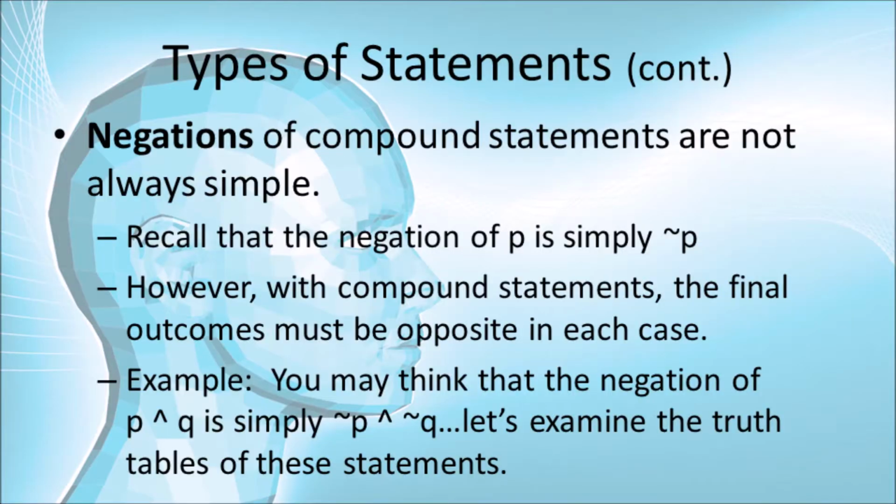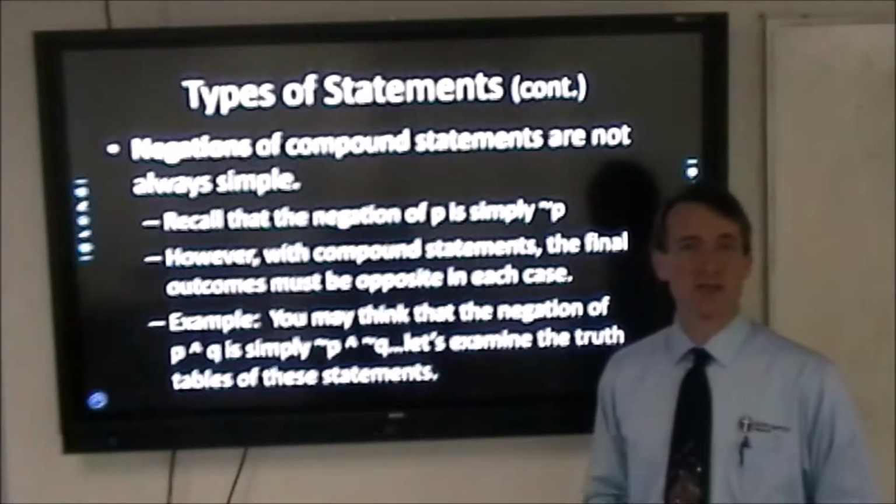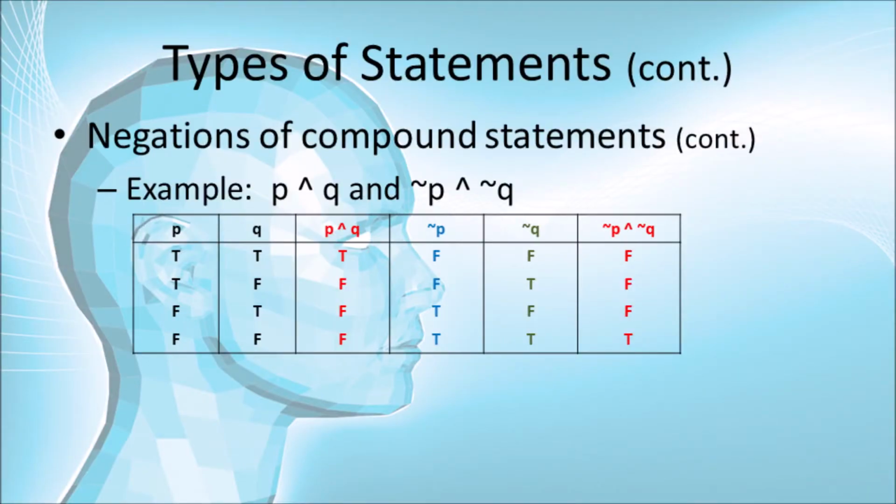You may think, for instance, that the negation of P and Q would be the negation of P and the negation of Q put together. But let's work out those two truth tables to see if they really are negations of each other. So here I have P, Q, here's P and Q. It would come out true, false, false, false. Then if I work out the negation of P and the negation of Q, I end up getting false, false, false, true.